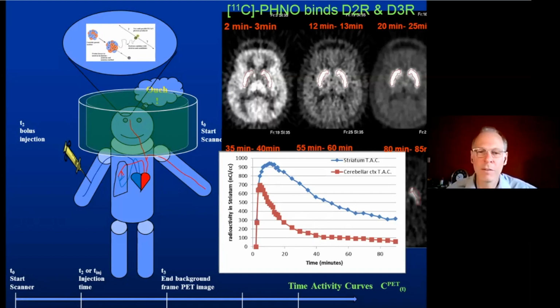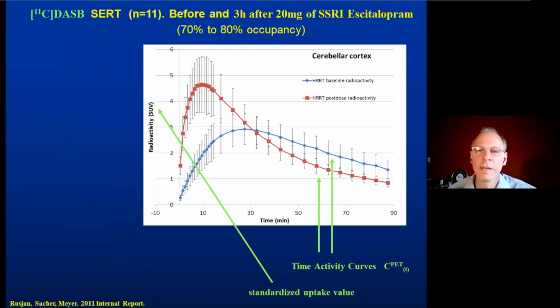However, it's very tricky to try to quantify a protein of interest only from the time activity curve. Here is an example.